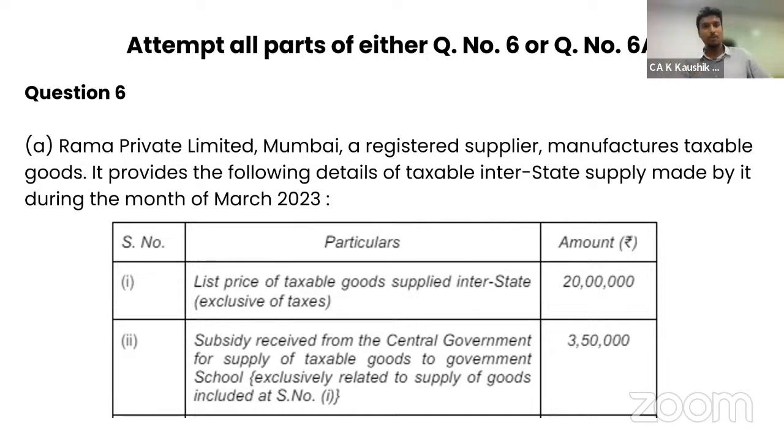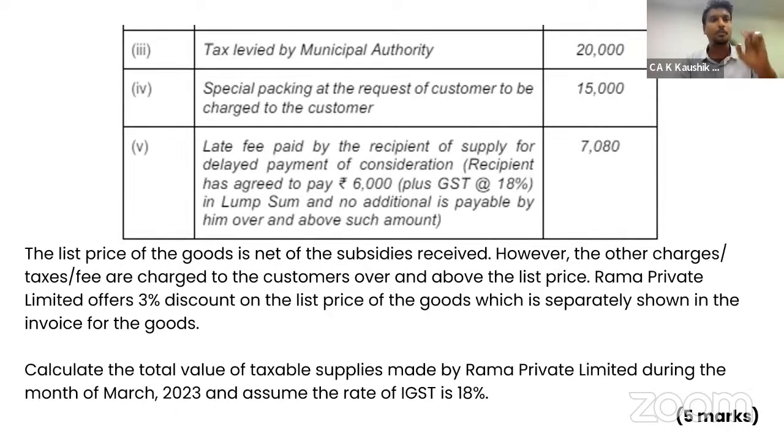Rama Private Limited, Mumbai, a registered supplier, manufactures taxable goods. It provides the following details of taxable interstate supply made by it during the month of March. List price of taxable goods is 20 lakhs. Subsidy received from central government is not considered for taxation. So you will ignore it. You need not add it, it will not come into the value of supply. So this question is on value of supply.